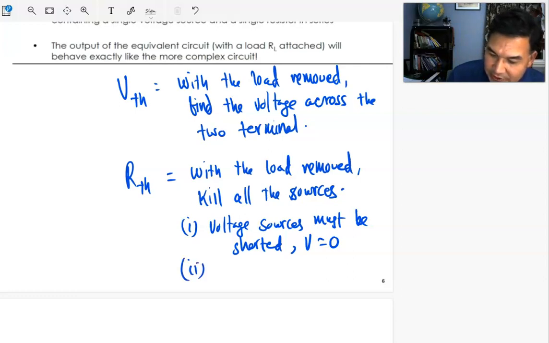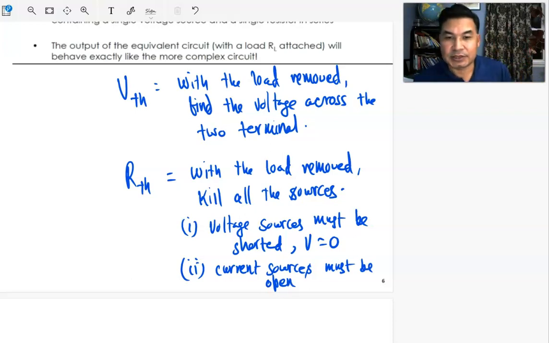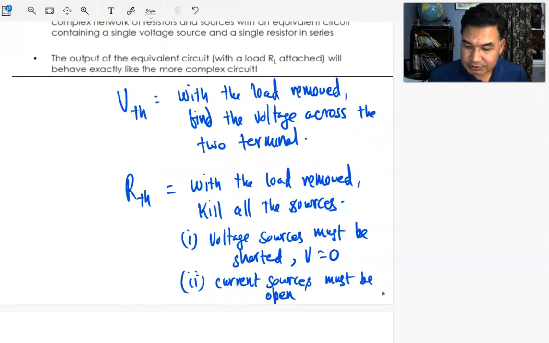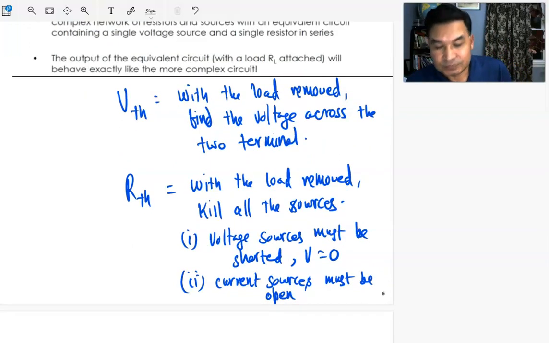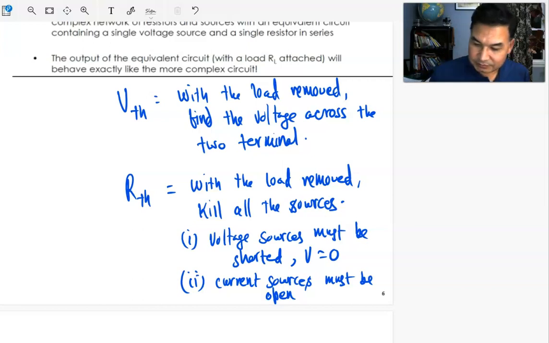If it is, however, a current source, current sources must be opened. The only way you can make the current zero is to open it, just disconnect the current source. And using this idea, Thevenin's theorem, we can solve some network problems.